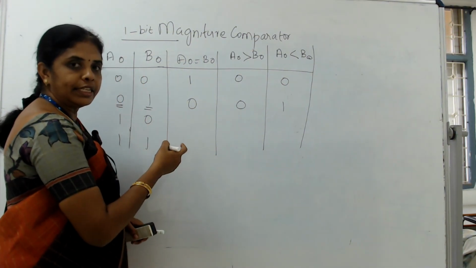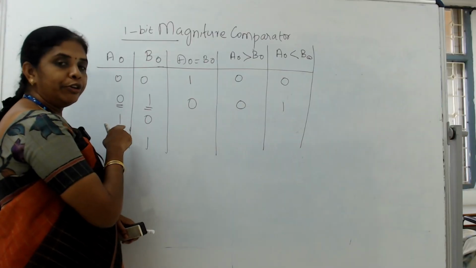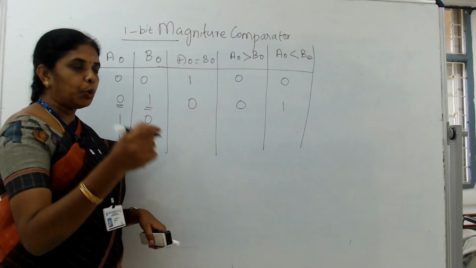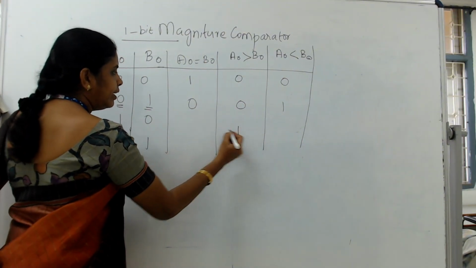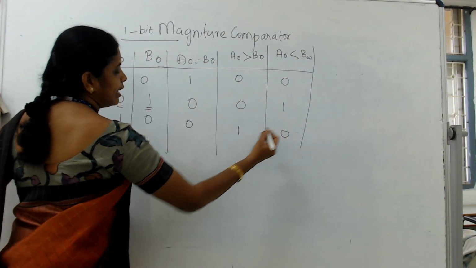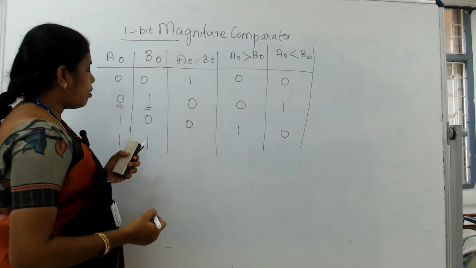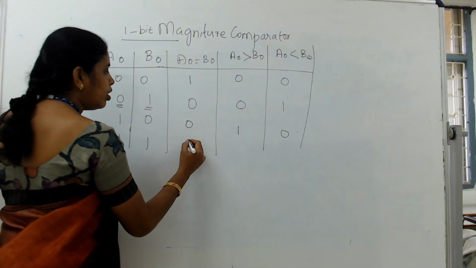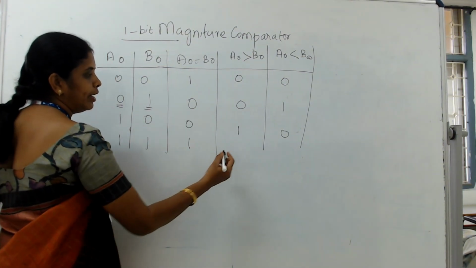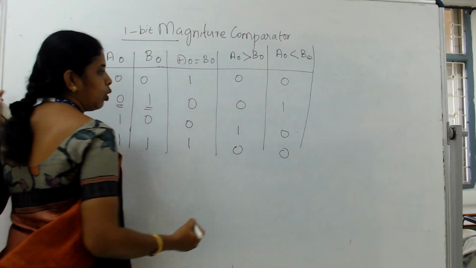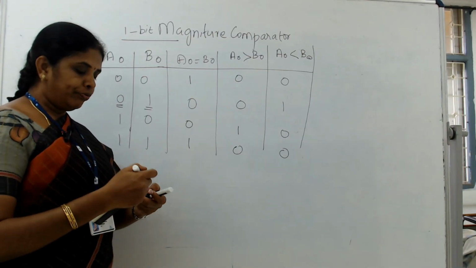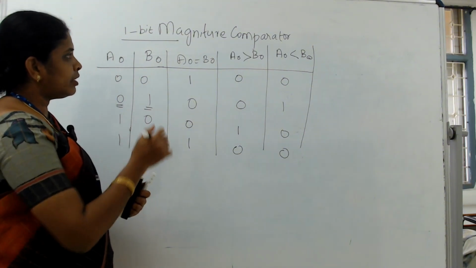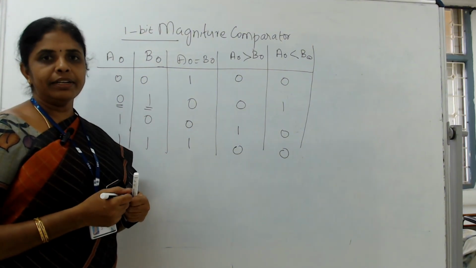Similarly, for 1 0, the value of A naught is 1, whereas the value of B naught is 0. So A is greater than B, and the other outputs are 0. In the last combination, both the inputs are 1 1. So naturally, A naught is equal to B naught, the output is 1, whereas the other outputs are 0. Now we have to design a logic circuit. We have formulated the truth table.